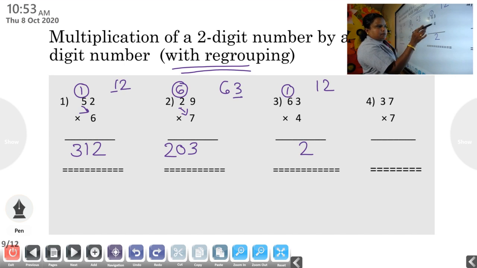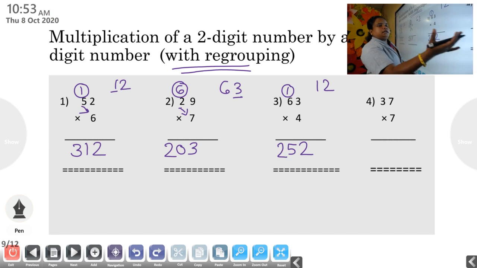Multiply the tens place by 4. 6 fours are 24. 24 plus carry over. 24 plus 1 is 25. Okay. Then fourth question, 37 into 7.